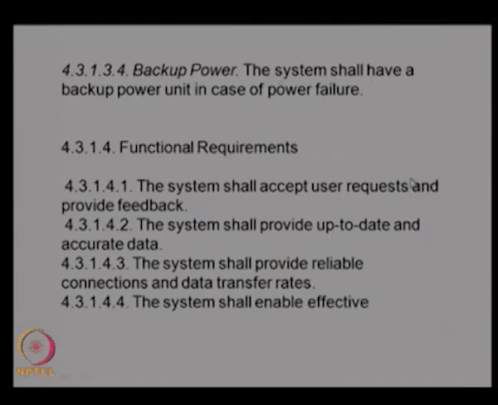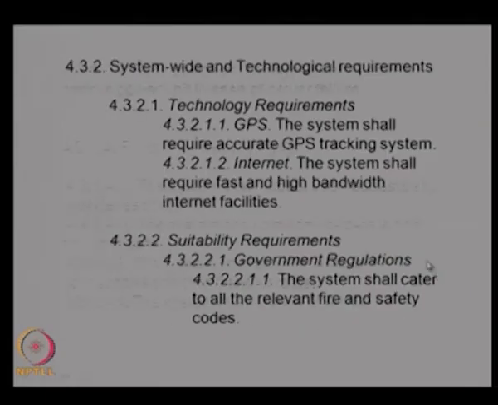In the functional requirements, the system shall accept user requests and provide feedback. The system shall provide up to date and accurate data. The system shall provide reliable connections and data transfer rates. The system shall enable effective maintenance. In technology requirements, the system shall require accurate GPS tracking system. Then the internet, the system shall require fast and high bandwidth internet facilities.